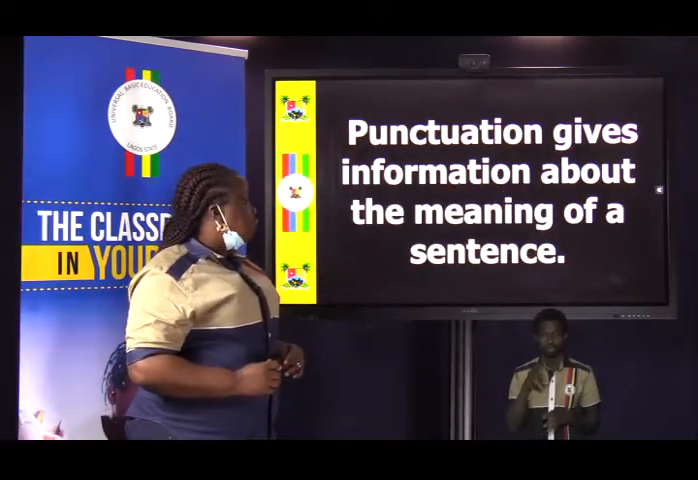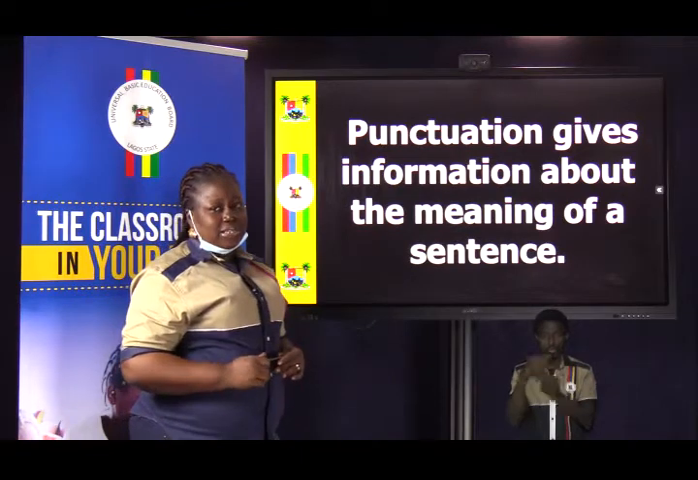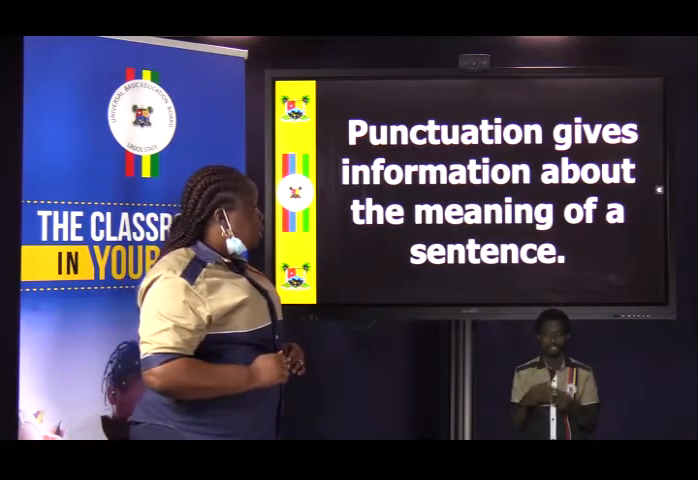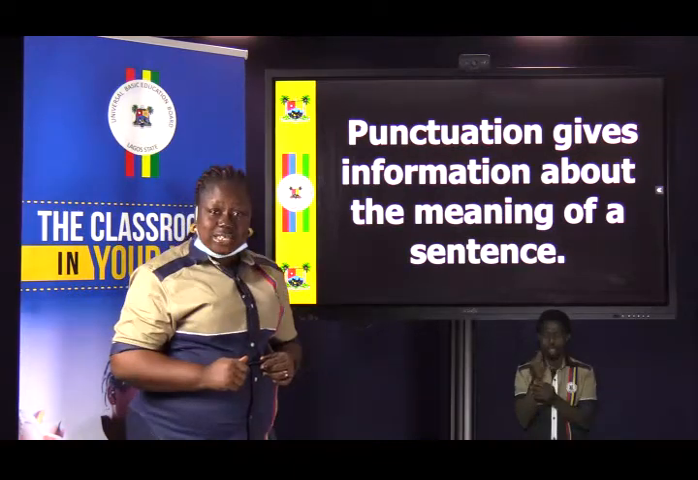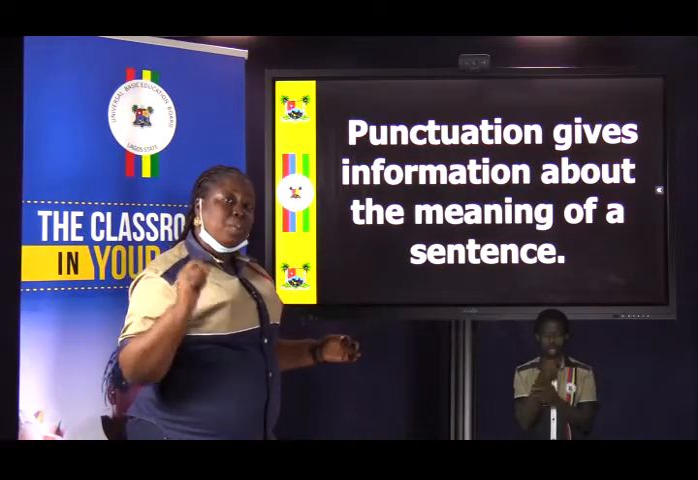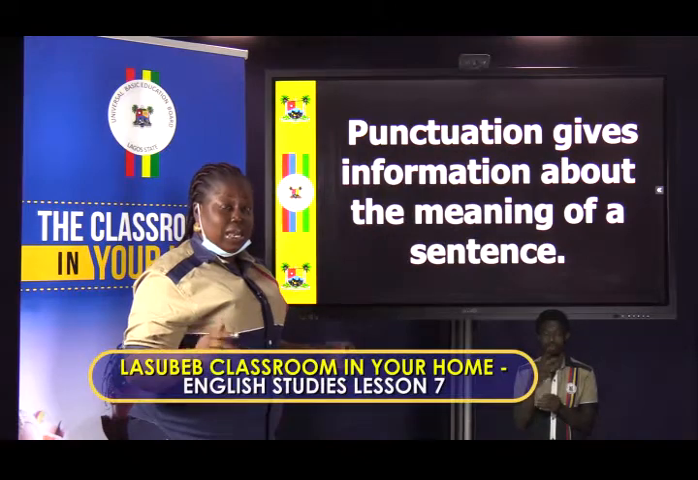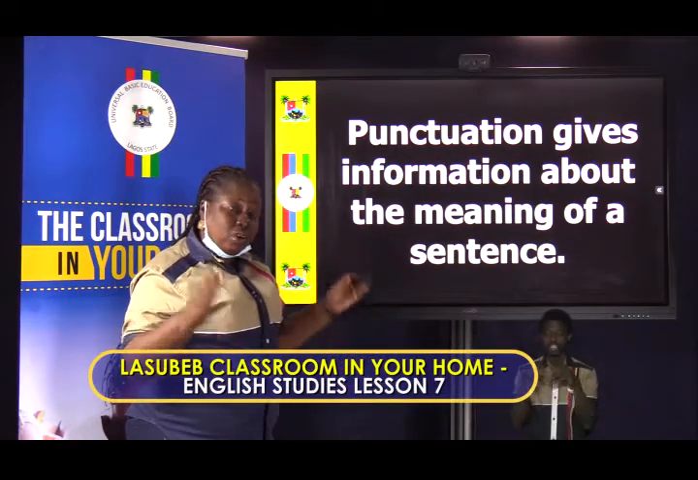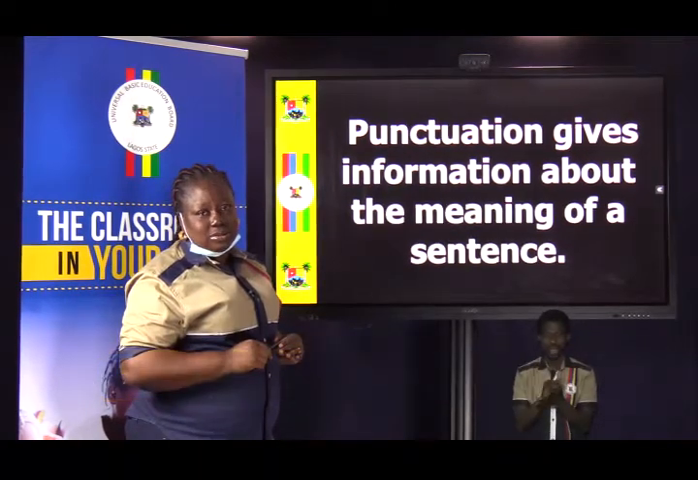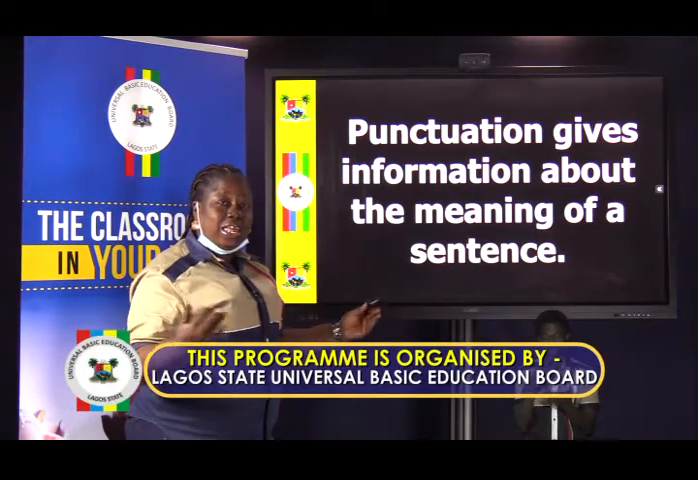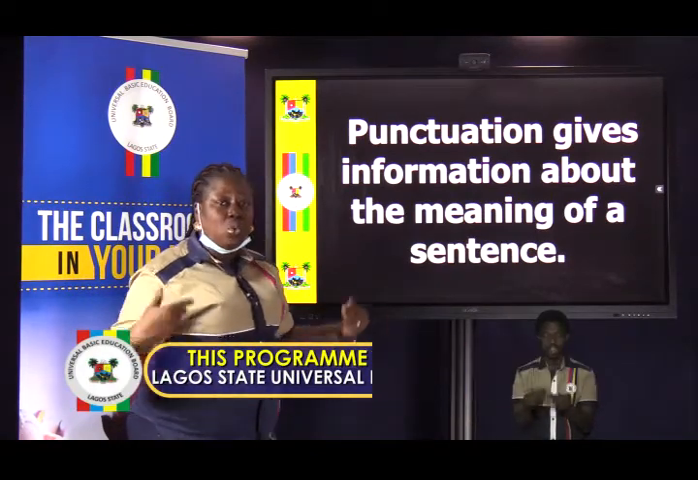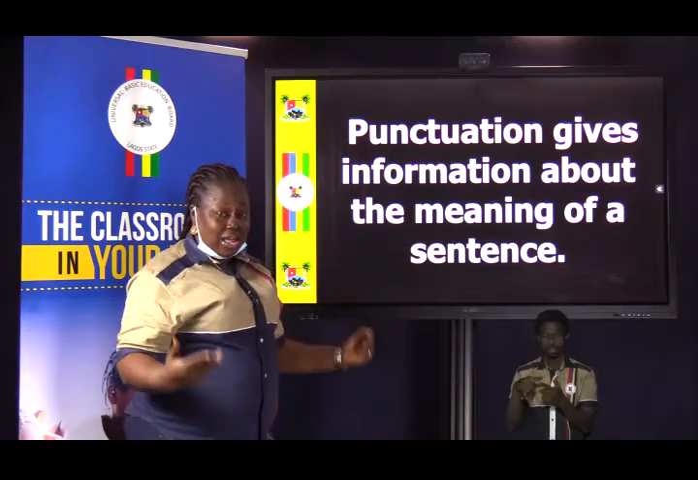Punctuation gives information about the meaning of a sentence. When a sentence is properly punctuated, it gives the meaning of that particular sentence. If not properly punctuated, it can give a different meaning to what the writer has intended.